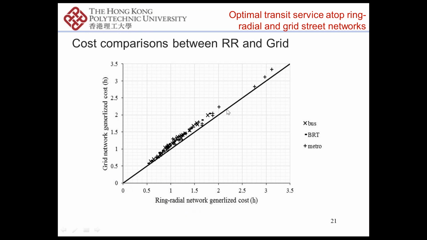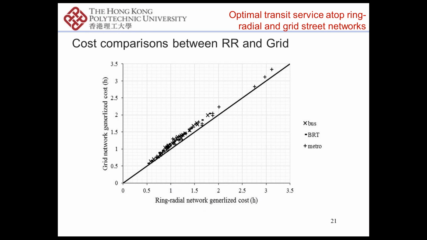So any point on this line means that the optimal ring-radial generalized cost is equal to the optimal grid generalized cost. Then you will find that all these points of all these 81 cases are above this line. So that means for every case, the optimal grid generalized cost is always higher than the optimal ring-radial generalized cost. And the difference was about 9% on average. So the grid is usually 9% more expensive than the ring-radial network.